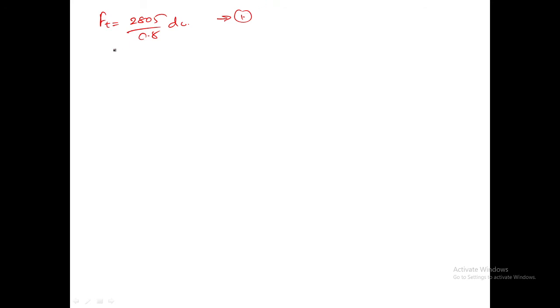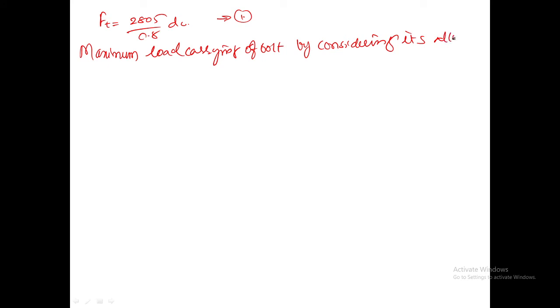Right? Now, the maximum load carrying capacity of a bolt by considering its allowable stress. Now this is what, F equal to sigma A into pi by 4 DC square. Sigma A is already calculated, 109.53, so DC square is unknown.